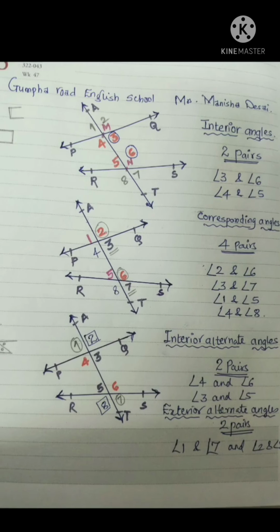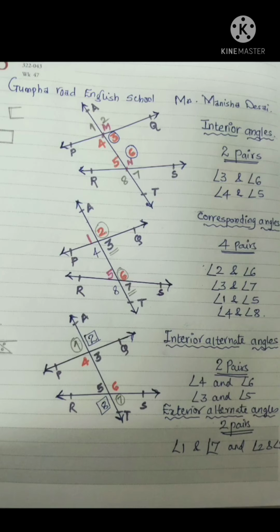Now observe the next figure. Angle 3, angle 4, angle 5 and angle 6 lie inside the two lines, that is line PQ and line RS. So they are known as interior angles. We have already seen it before. And angle 1, angle 2, angle 7 and angle 8 lie outside of the two lines PQ and RS. So they are known as exterior angles.